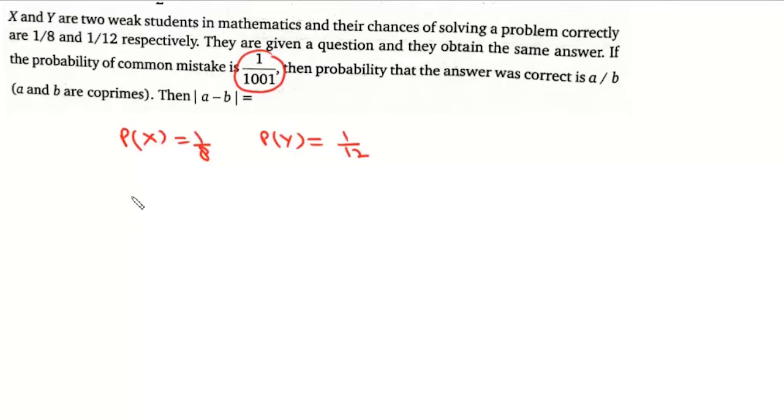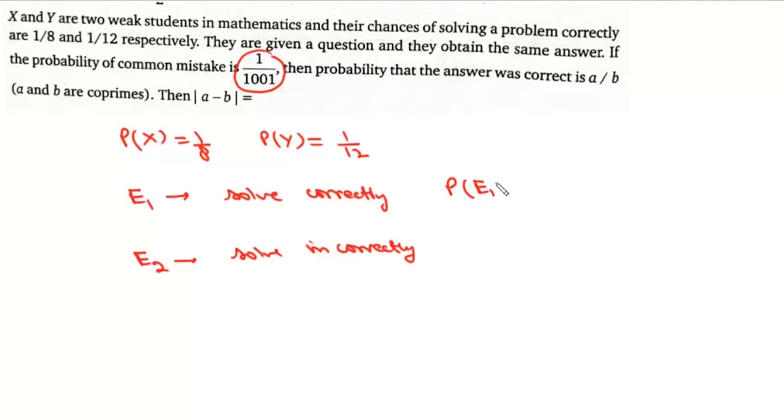Now let us consider two events. Event E1, when both of them solve correctly, and event E2, when both of them solve incorrectly. Now the probability that both of them solve the question correctly is given by the probability of X into the probability of Y, since they are solving the problem independently. So this probability will be 1 by 8 into 1 by 12, so it will be 1 by 96.